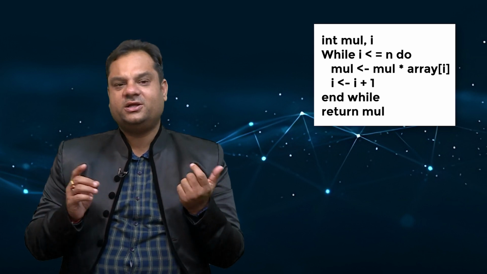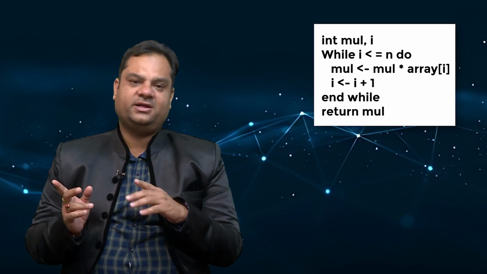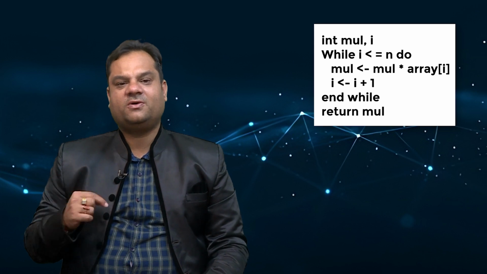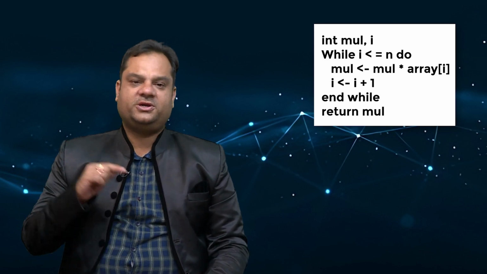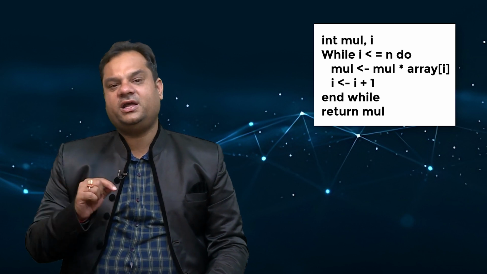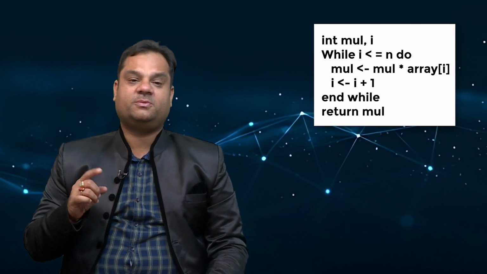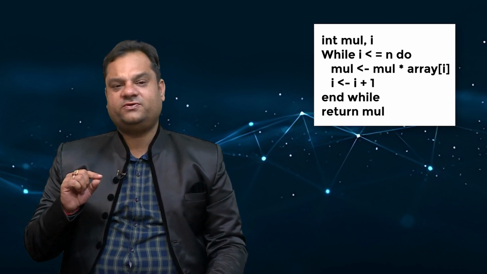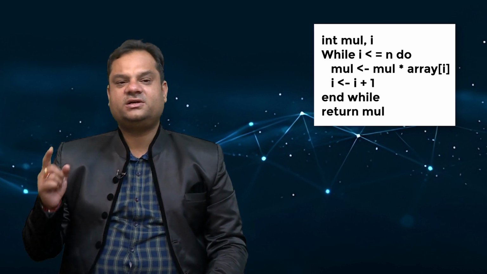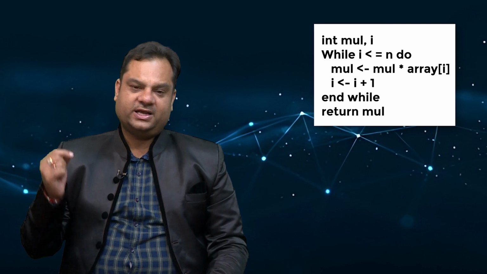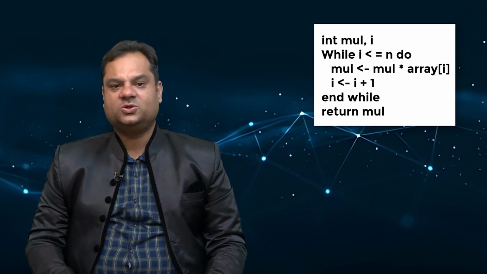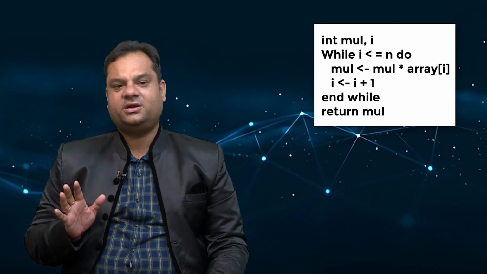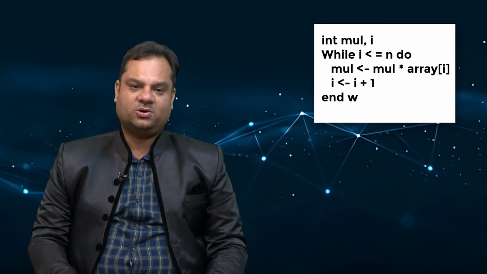Initially multiply is nothing. Now multiply with the help of array of I and store the result back into multiply. Then I will be incremented with I equals I plus 1, and the operation goes on until I is greater than n. When all the array values have been multiplied, the final result is displayed by returning multiply. So all the data items are multiplied together and the result is displayed at the end of the program.